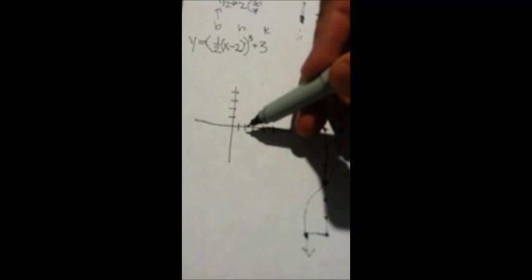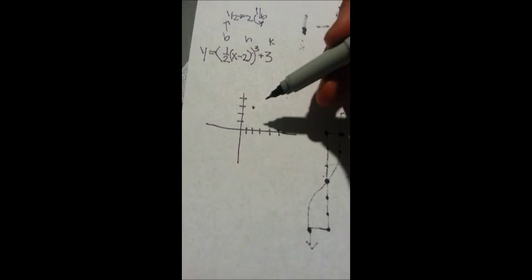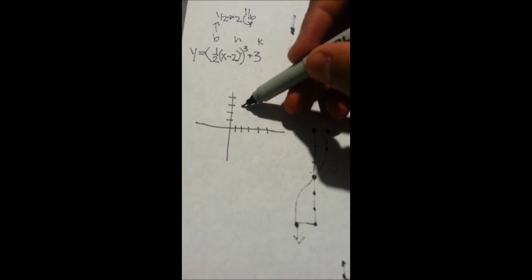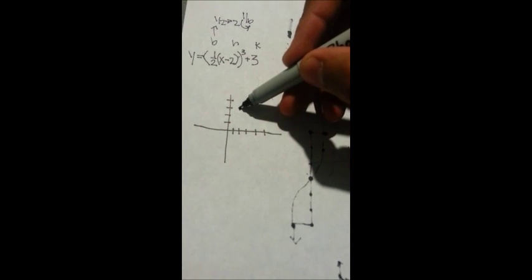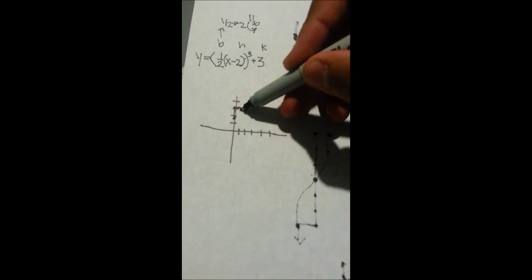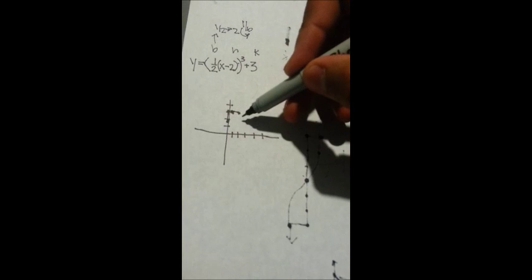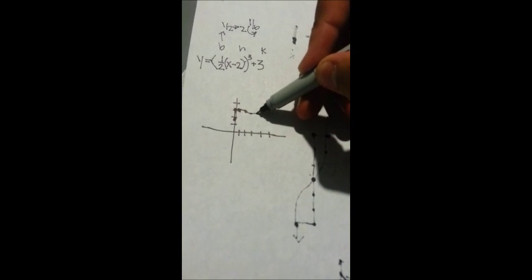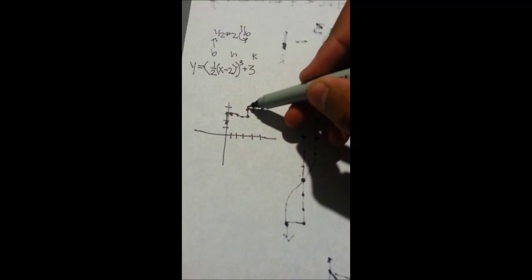So let's graph this. Our vertex of this cubic is positive 2, positive 3, which is about here. Now we have a horizontal stretch of 2. So we are going to go 1, 2, down 1. Here, because 1, 2, and then down 1. And we're going to do the same thing over here. 1, 2, up 1. Sorry guys, it's a little messy, but I'm pretty sure you guys can see that.